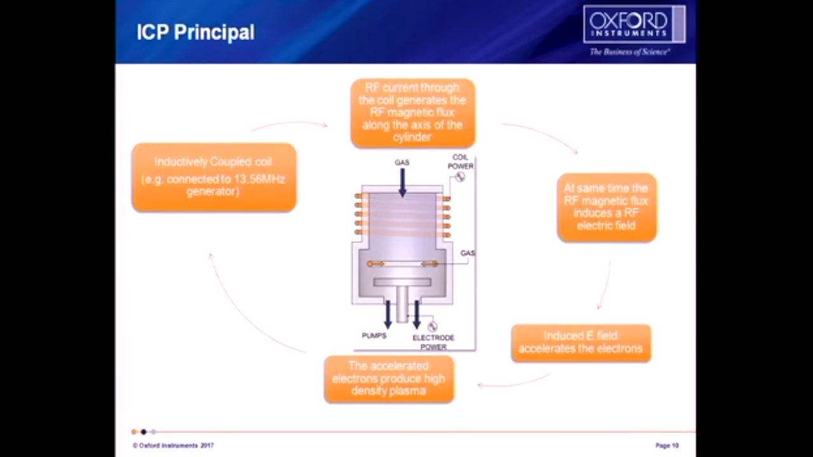However, on the other end of the spectrum, if you have a substrate that's particularly prone to damage, you can operate without any electrode power so that you don't get the ion bombardment and the damage, but you can still maintain a really high density plasma because it's controlled separately by the coil power.